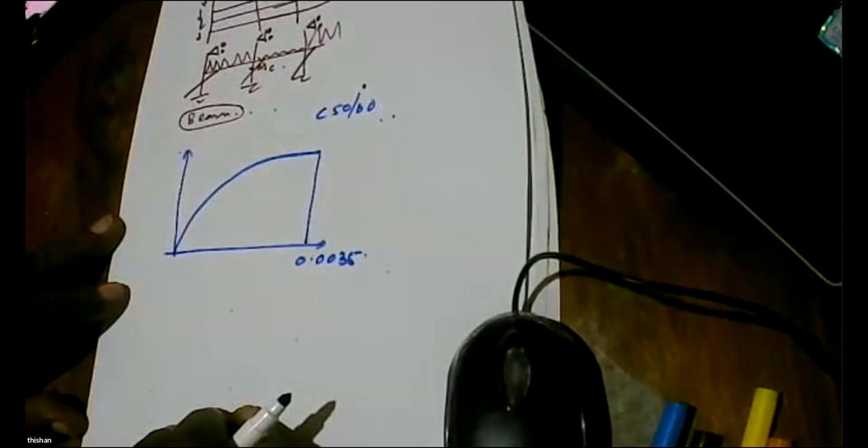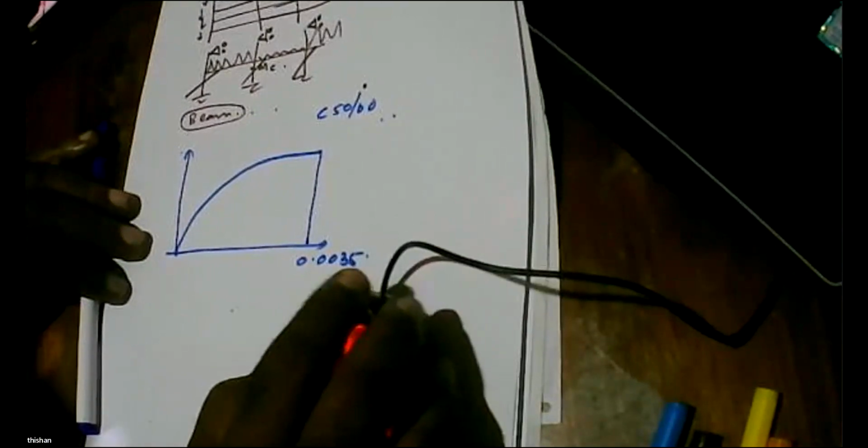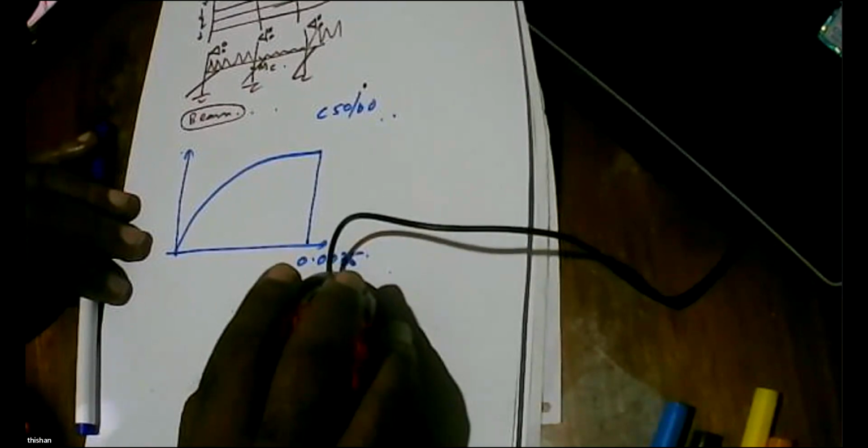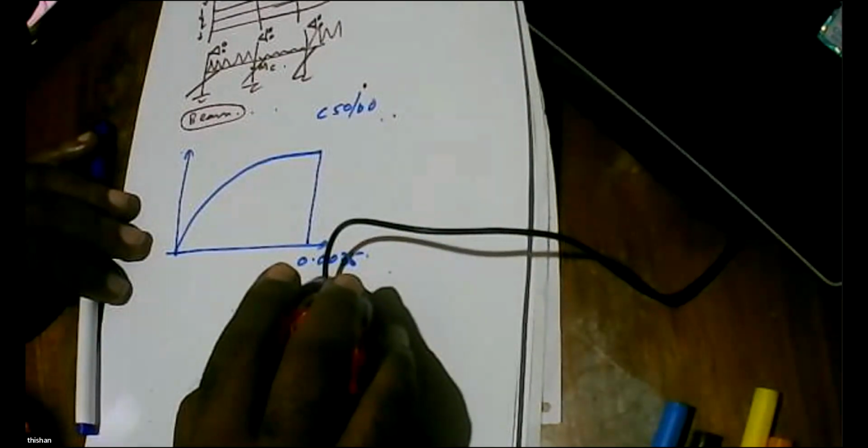So what is the stress strain curve? Up to C50/60 concrete, the stress strain curve will be like this with 0.0035. But if it is stronger than 60 megapascal concrete, in one of the initial tables of the code, how things vary is given. I'll show you in a moment, as soon as I open the Eurocode, I can show you that.